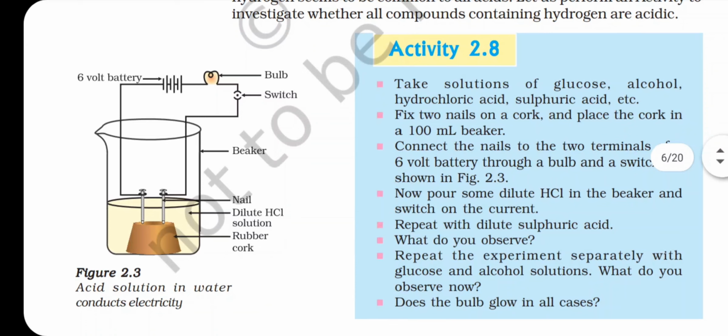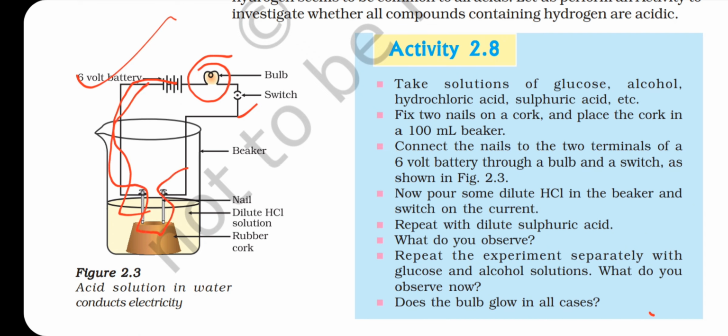When dilute hydrochloric acid is taken in a beaker and an iron nail is fixed in it, and it is connected to a 6 volt battery with a switch, the bulb starts glowing. How does the bulb start glowing? Because the electric current passes through the dilute hydrochloric acid. So we can conclude that the acid, that is the hydrochloric acid here, conducts electricity. That is why the bulb glows.